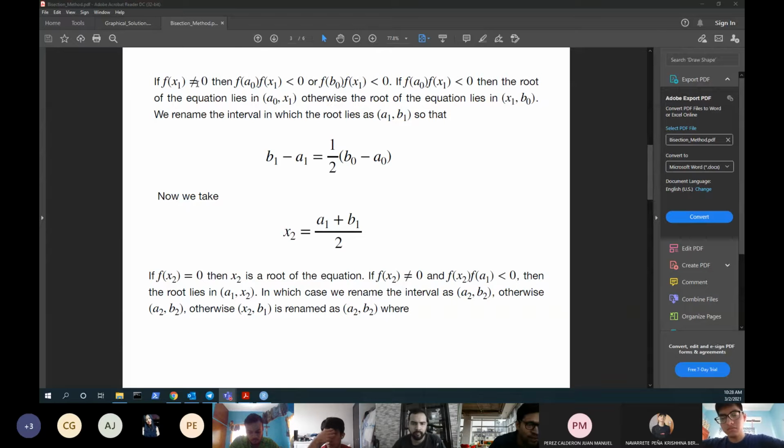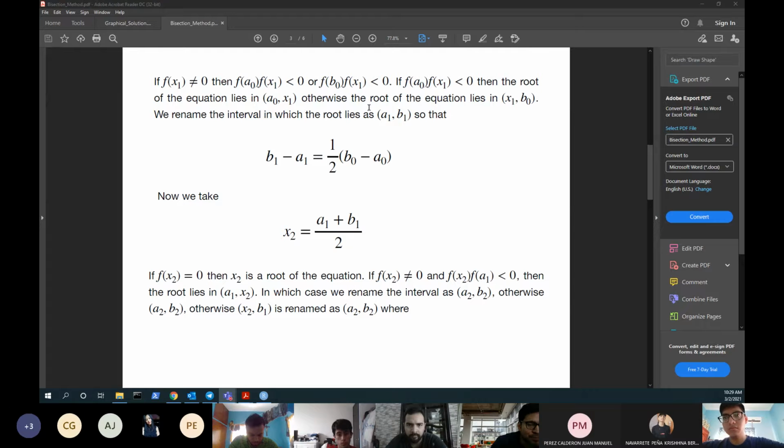This is numerical. This is not graphical. So we have to check if the evaluation of a0 in f and the evaluation of x1 in f, multiplied together, is less than 0. If this is true, x1 is going to become b1 and a0 is going to become a1. However, if this is not true, you have to test the other side, the right side of the neighborhood, so that the multiplication of b0 and x1 evaluated in f is less than 0. If this is true, x1 is going to become a1 and b0 is going to become b1.